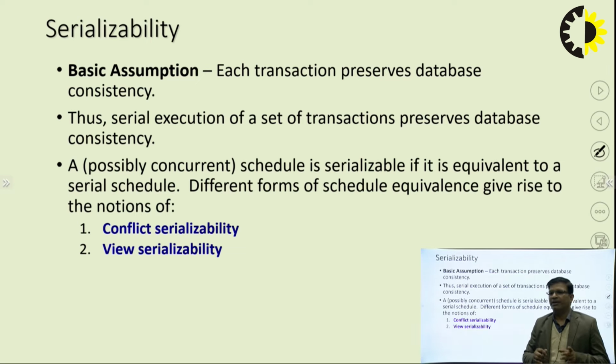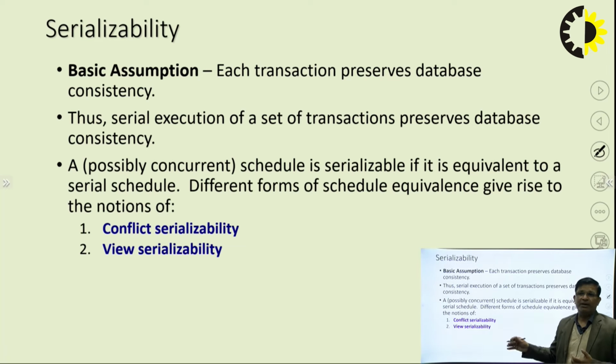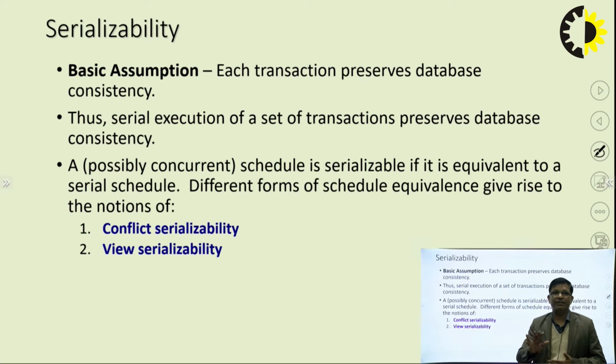For example, if it is not a serial schedule, it means it is a concurrent schedule. If it is a concurrent schedule, then it should never happen that the final value of A or B is changed compared to the serial schedule. The final value of A and B should remain the same in the serial schedule or in the serializable or concurrent schedules. Then only the case is treated as serializability.